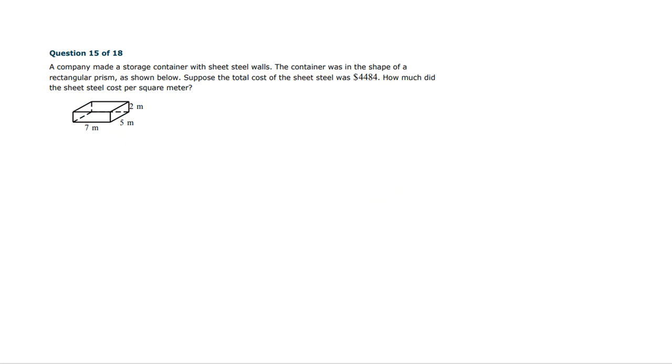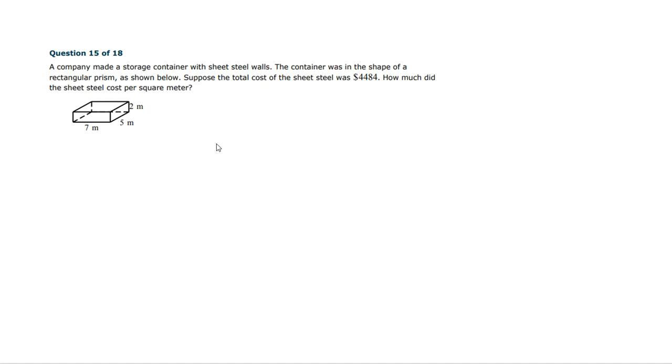Okay. Next question, 15. Now there are just a few word problems on this assignment, so let's go ahead and go through this together. And I think after I do a couple of them for you, you'll be able to do the third. So a company made a storage container with sheet steel walls. The container was in the shape of a rectangular prism as shown below. Suppose the total cost of the sheet steel was $4,484. How much did the sheet steel cost per square meter?